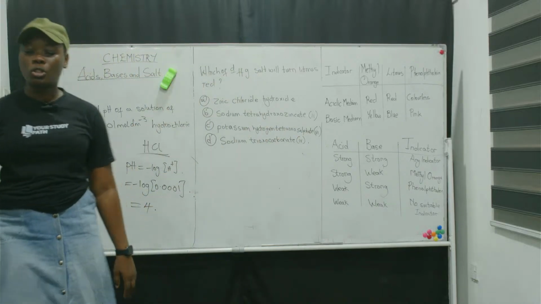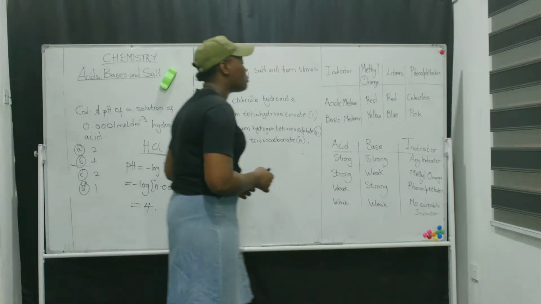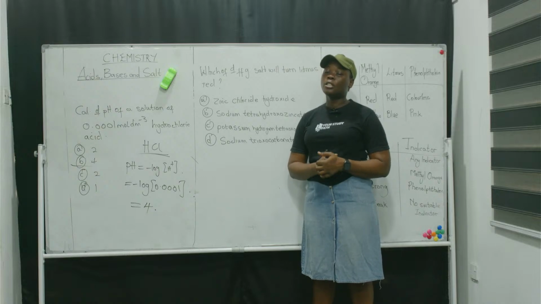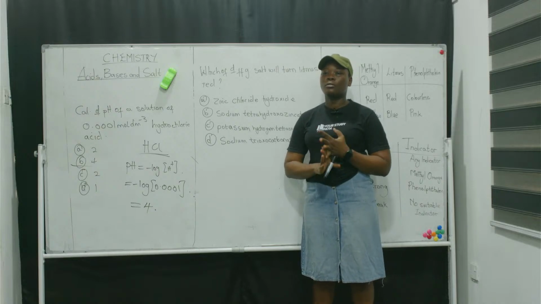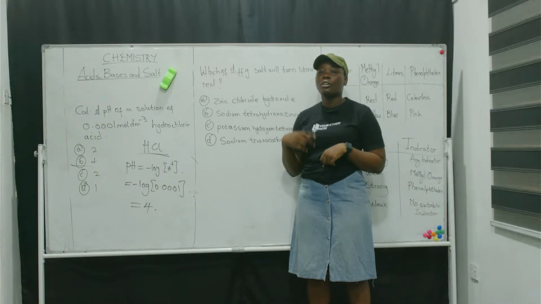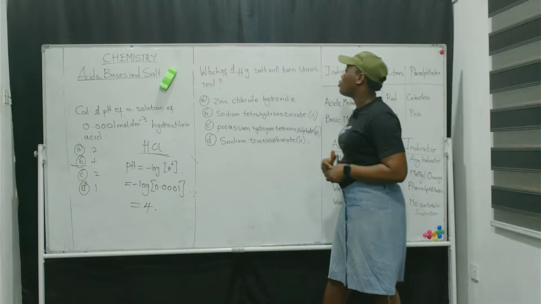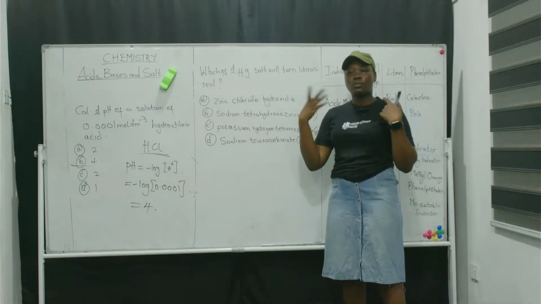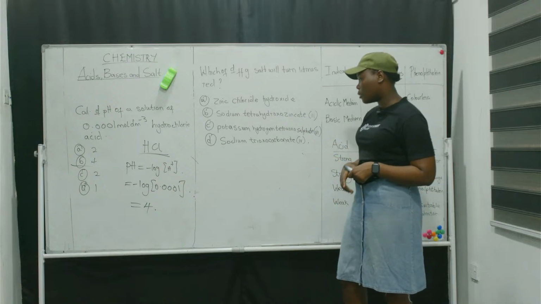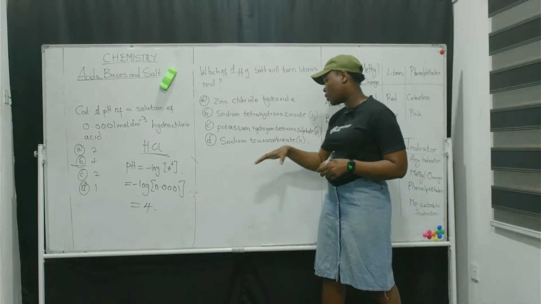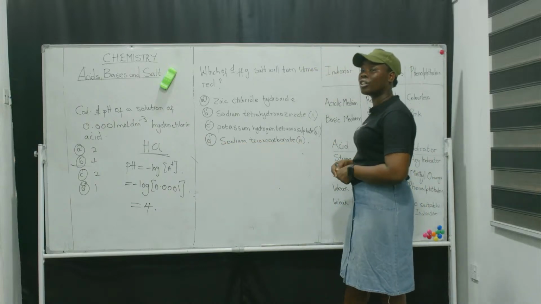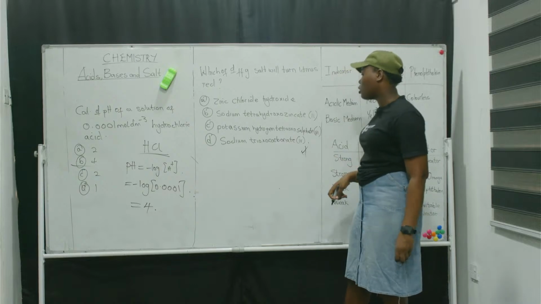Which of the following salts will turn litmus red? What salt will turn litmus red, acidic or basic? Acidic, sure. Acid turns blue litmus red. Base turns red litmus blue. So basically, they are asking us for the acidic salt. Let's deduce it. Option D, sodium trioxocarbonate: there's no hydrogen, there's no OH, so this should be a normal salt. So this is out.